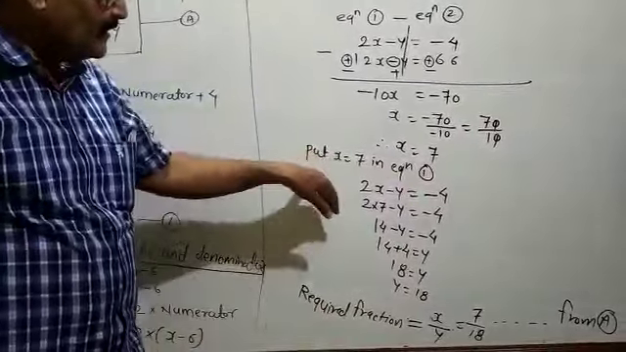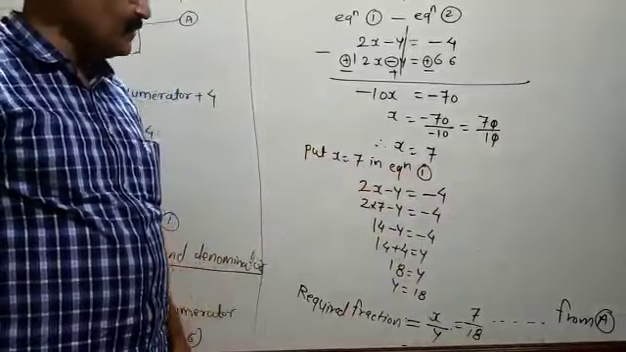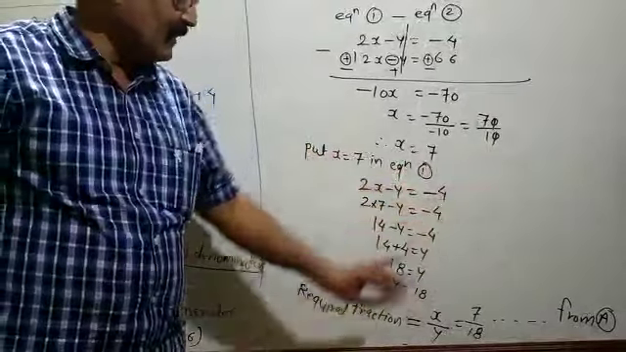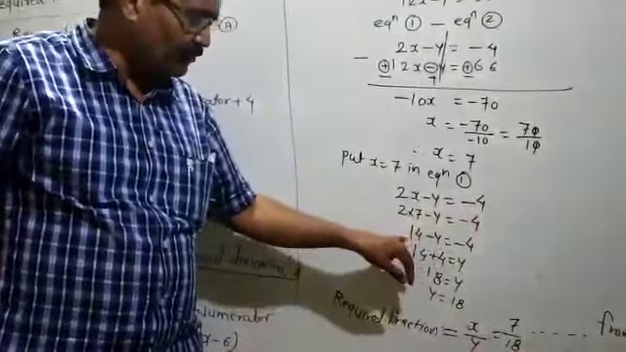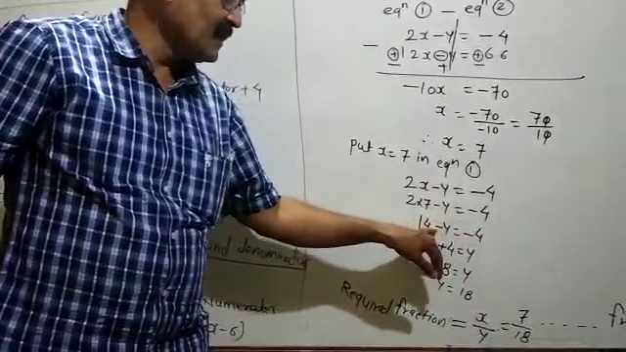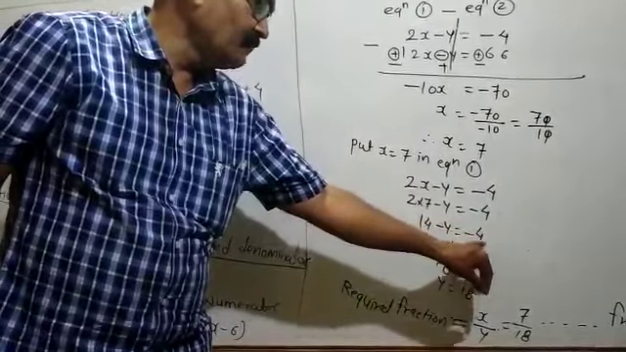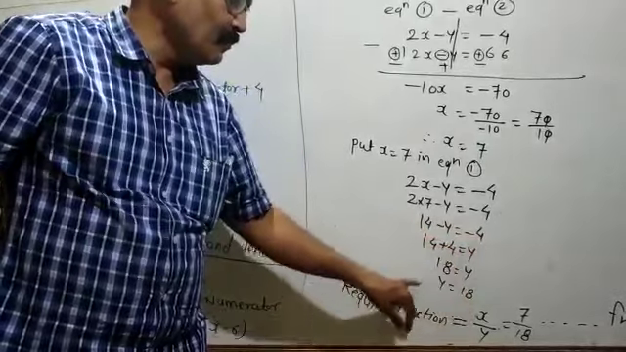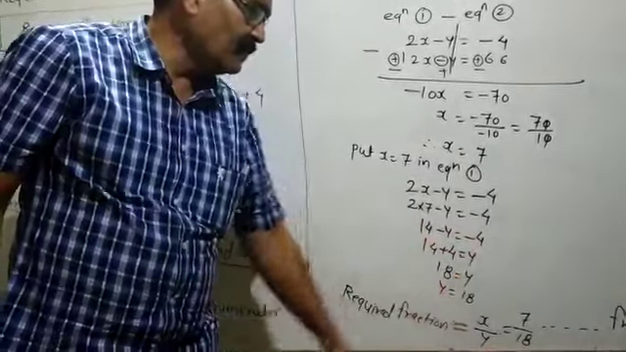Then put x is equal to 7 in equation 1, otherwise equation 2. 2x minus y is equal to minus 4. 2 multiplied by x, x is equal to 7, you have to put. 14 minus y is equal to minus 4. Then you have to transpose this minus 4 to this side and y to that side. Minus y becomes plus y, minus 4 becomes plus 4. 18 is equal to y. Y is equal to 18.